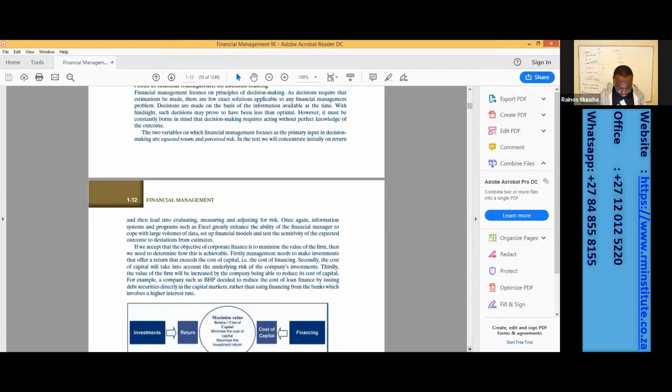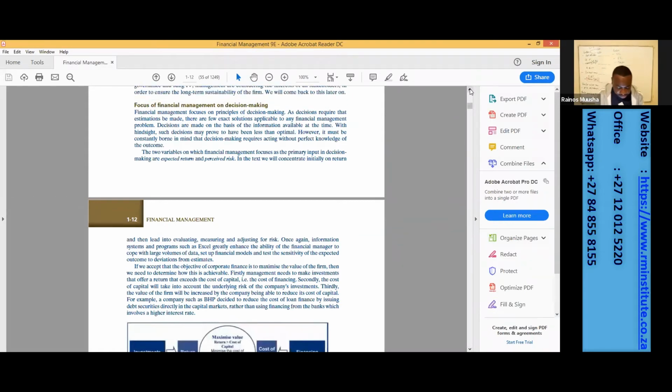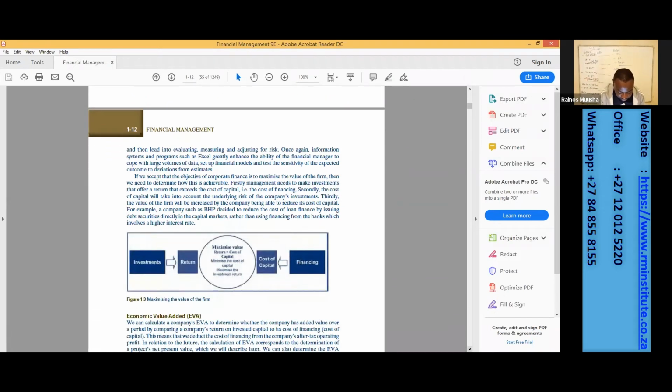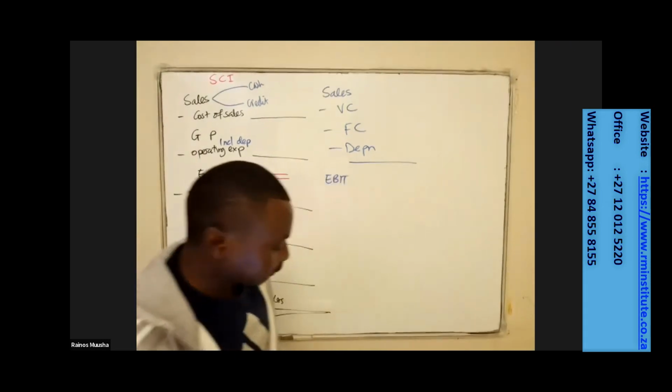So when it comes to the focus of financial management decision making, remember the goal is to maximize the value, and in maximizing the value of the company, you want to ensure that the return on the investment is more than the cost of capital. To maximize the value of the company, you want to minimize the cost of capital and maximize what? The return.